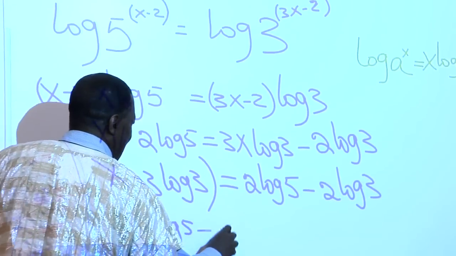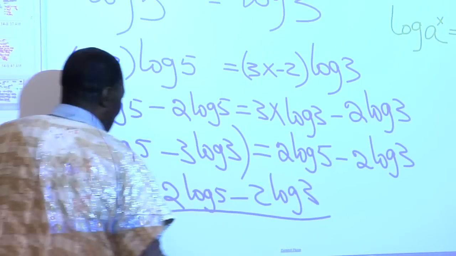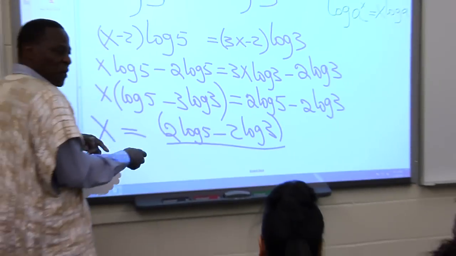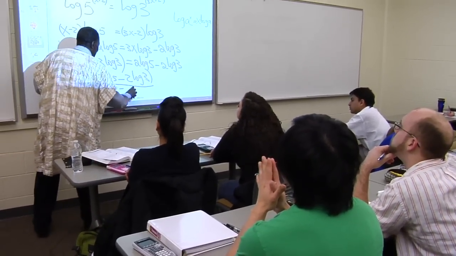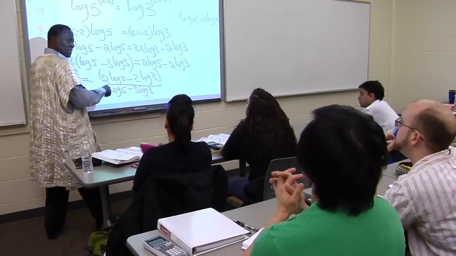2 log 5 minus 2 log 3, over log 5 minus 3 log 3. Oh yeah, all over. Can I put these in parentheses so they don't run away from, you know what I mean? Parentheses too, right?